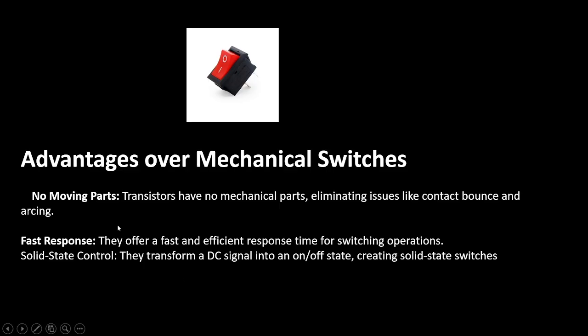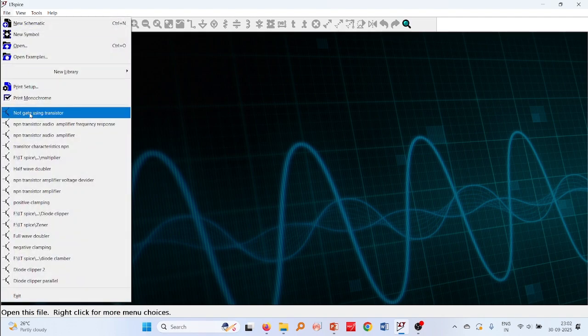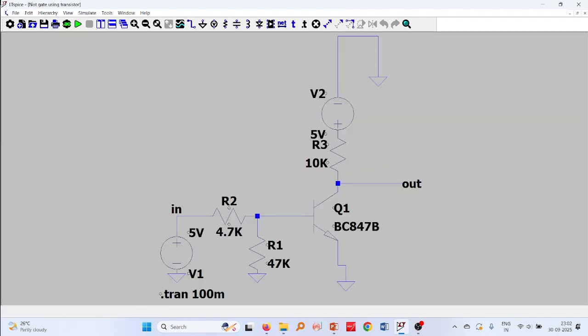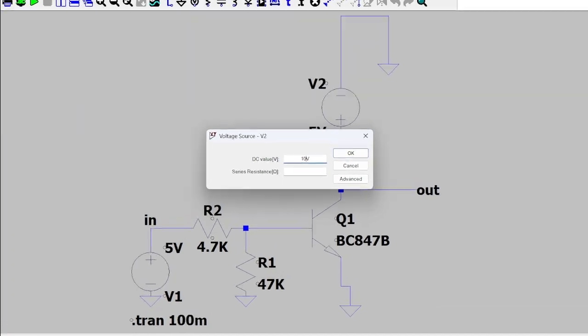Okay, we try to simulate this circuit using LTspice. Actually, this is a NOT gate, and we can simulate it using these circuits. Here I am providing the output, which means this is the power supply we get, where 5 volt is provided here, and the resistors are 4.7k here and 47k here. I have given a VCC of 5 volt. For simplicity I can put 10 volt here. Okay, my VCC is 10 volt.